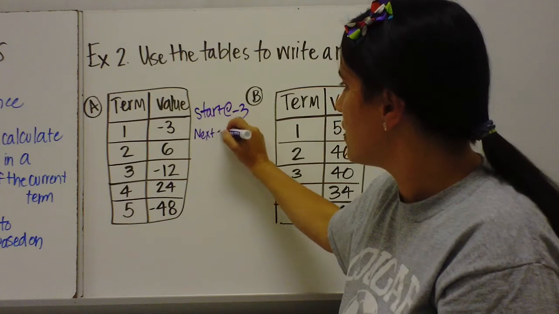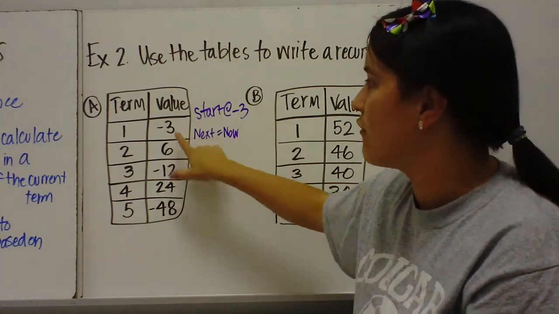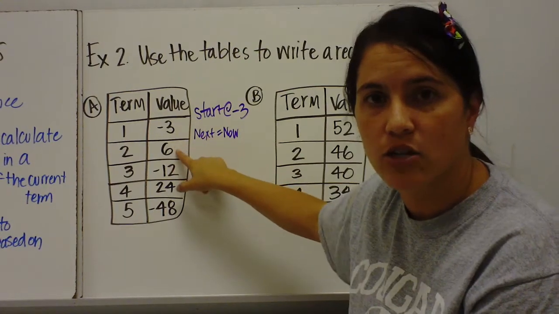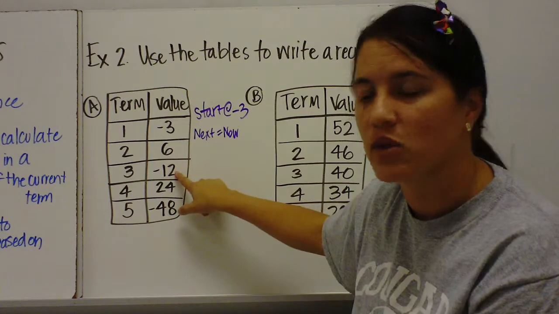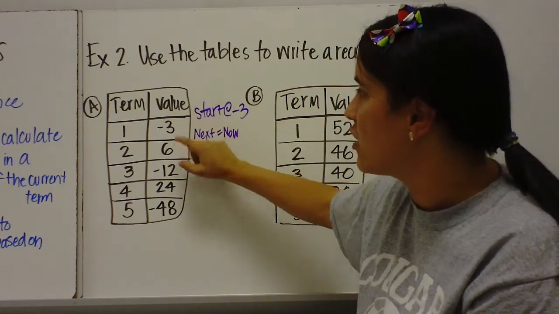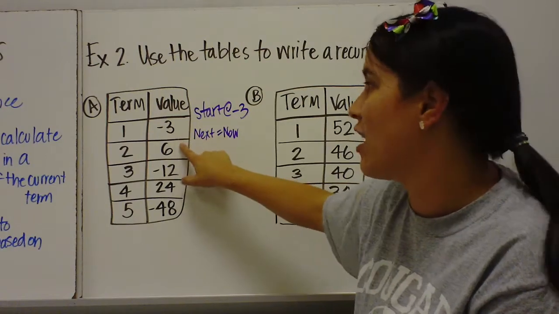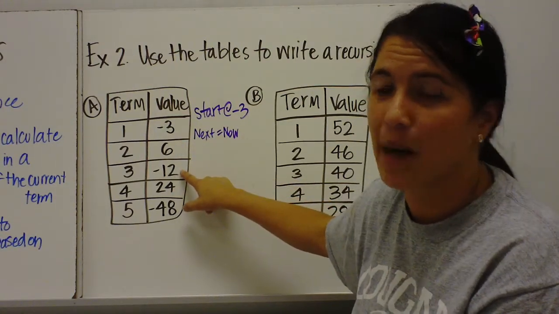And next equals now. We have to figure out what is happening from our term to the next term. Term 1 to term 2. Term 2 to term 3. So from the current to the next. Well, as you see here, negative 3 to 6, you might think, oh, plus 9. But 6 plus 9 is not negative 12. So it's not plus 9.